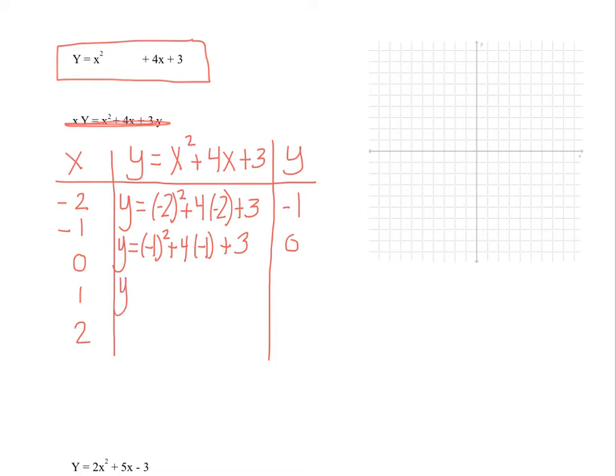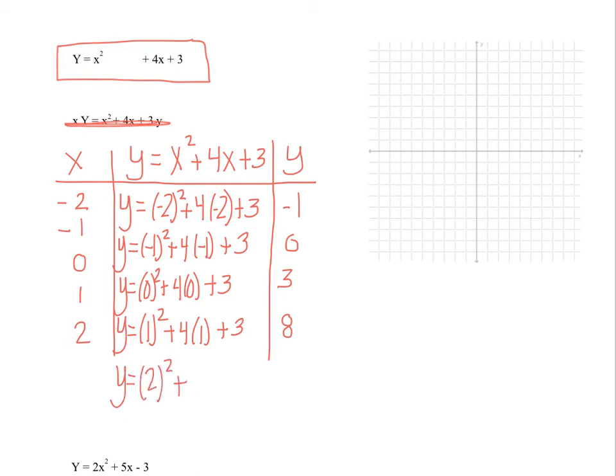Now we'll plug in 0. Y equals 0 squared plus 4 times 0 plus 3. Well, 0 squared is 0, plus 4 times 0 is 0, plus 3 is 3. Now let's go on to 1. 1 squared plus 4 times 1 plus 3. 1 squared is 1 plus 4 times 1 plus 3. That would be 8. Now let's do 2. Y equals 2 squared plus 4 times 2 plus 3. All right, 2 squared is 4 plus 4 times 2 is 8 plus 3 is 15.